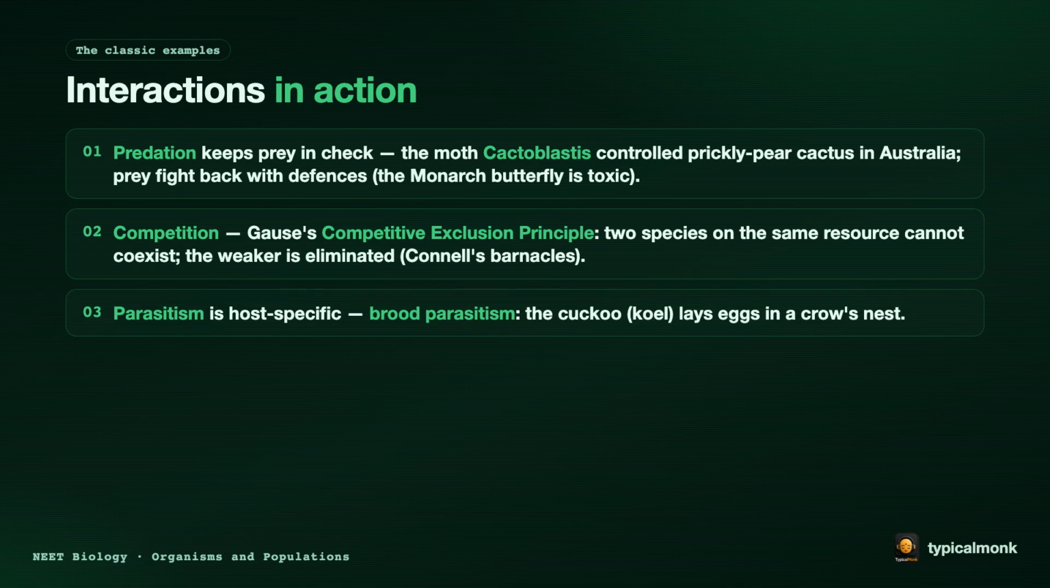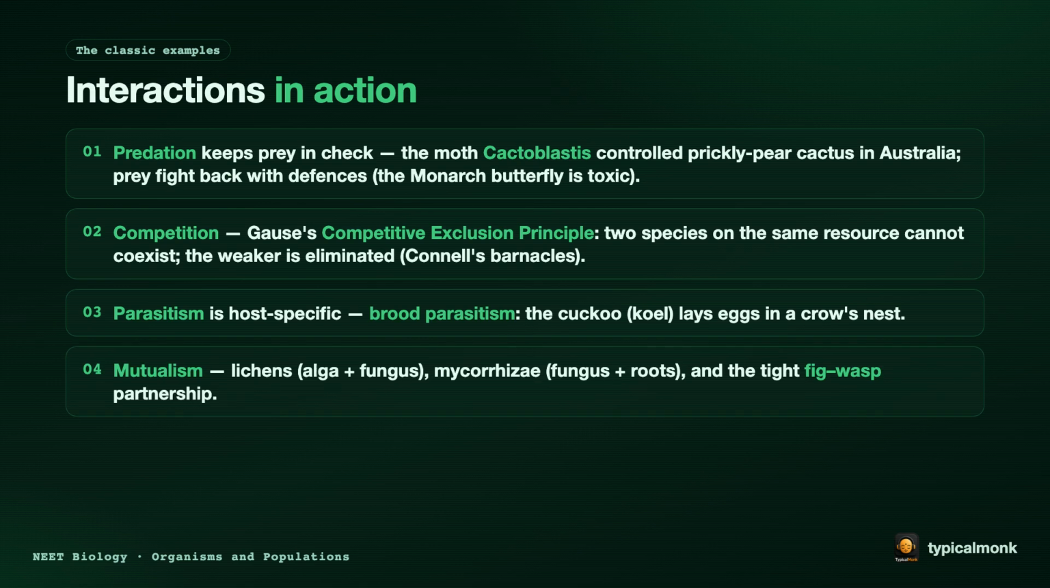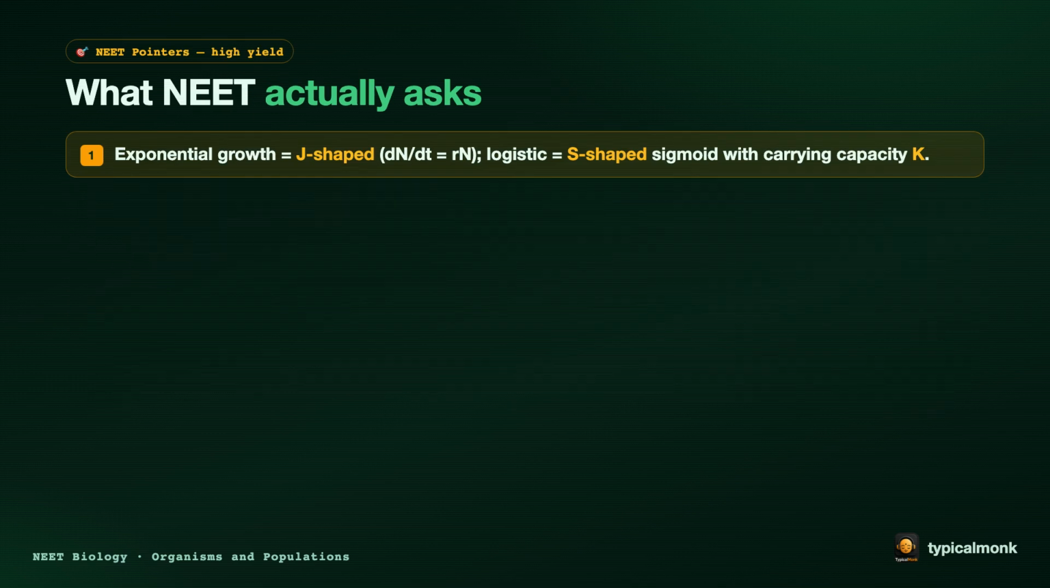Parasitism is host-specific. In brood parasitism, the cuckoo, that is the koel, lays its eggs in a crow's nest. Mutualism, lichens, that is alga and fungus, mycorrhizae, that is fungus and roots, and the tight partnership between the fig and its wasp.